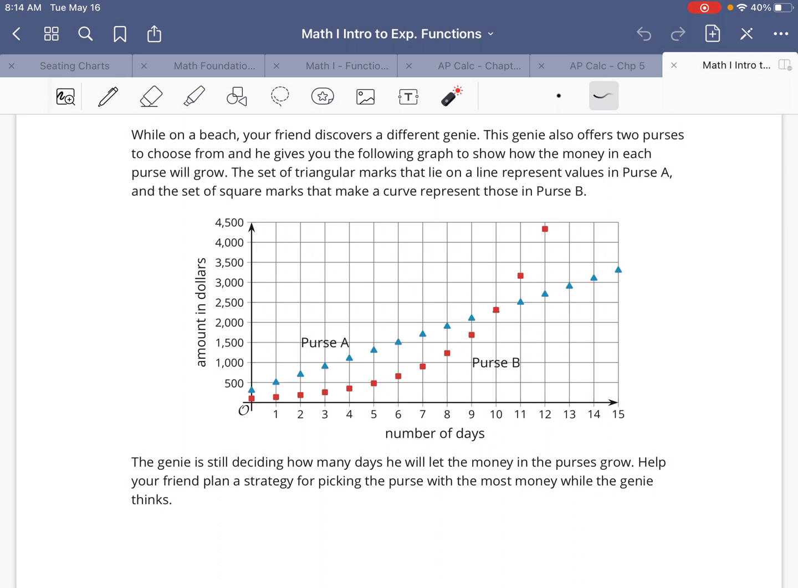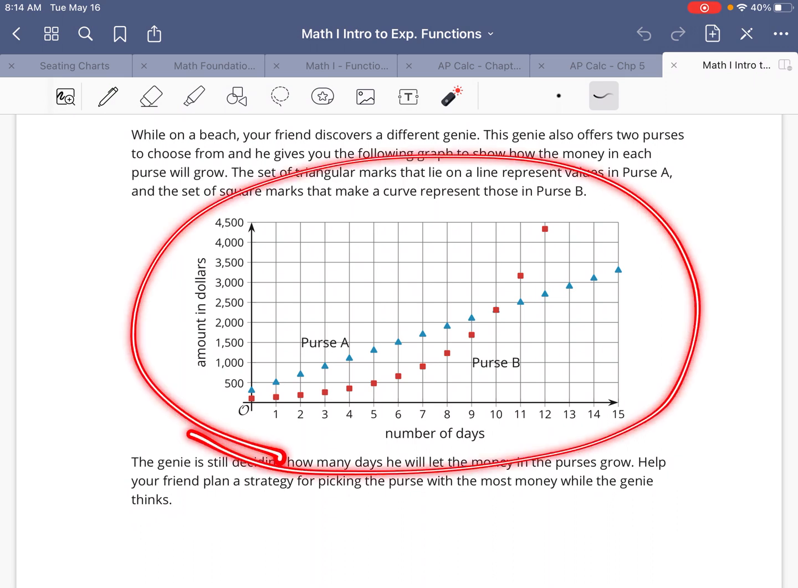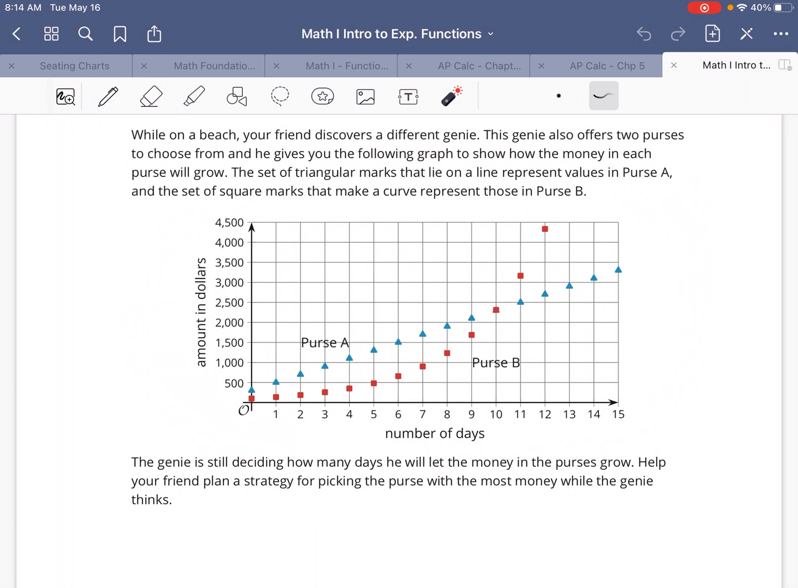The genie is still deciding how many days he will let the money in the purses grow, so we don't know how many days yet. What you need to do is plan a strategy for picking the purse with the most money while the genie thinks. So what's your strategy? We don't know how many days. Should we go with the blue triangles or the red squares? Your answer might vary depending on how many days it is.